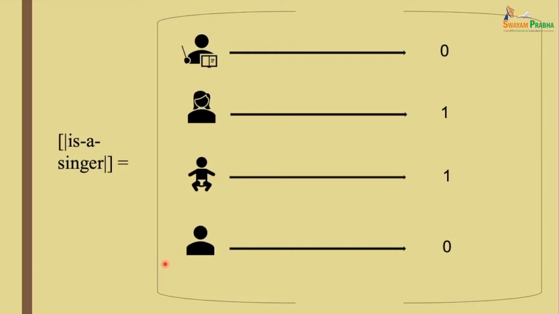"Is a singer" is understood now as a function. You see, it's a mapping where Ajinkya is mapped to the truth value 0 to mean that Ajinkya is not a singer. Shruti is a singer, so she's mapped onto the truth value 1, and Anvita is mapped onto 1, meaning that she too is a singer, and Nikhil is mapped to 0, saying that he's not a singer.